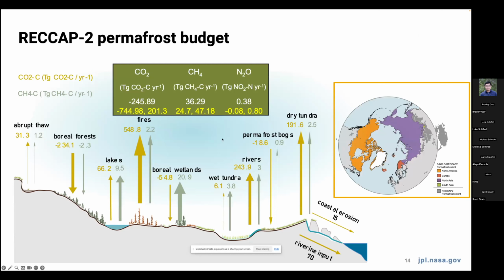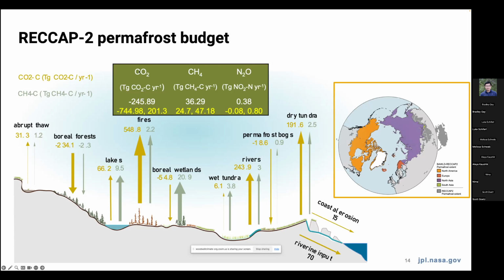Switching gears a little bit, in the last couple of years, the activity going on in the community from GCP and RECCAP2 has been looking at budgets for different domains. In RECCAP2, for the first time, we have been attempting to put together a permafrost budget, which covers the permafrost domain for North America, Europe, North Asia, and a little bit of South Asia. And again, several of you on this call are already part of this study and contributed to the paper.